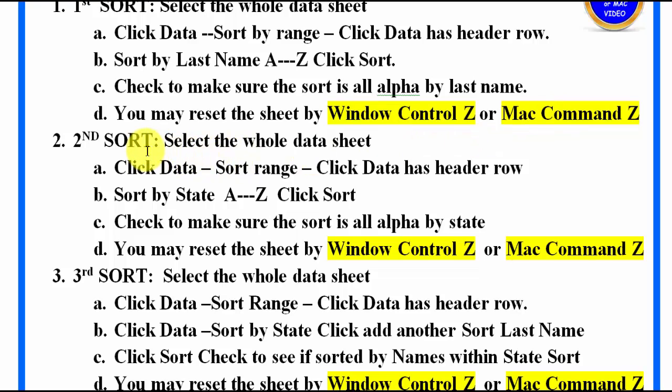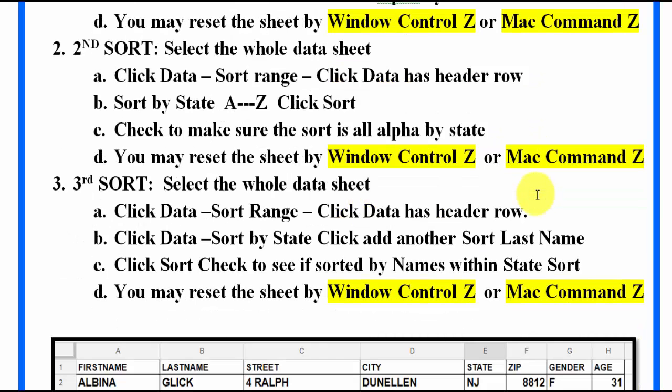Okay? Now, second sort, again the whole data sheet, but this time, click on Data, Sort Range. Click Data has Header Row, so you don't sort your header. Sort by State, A to Z. Click Sort. Check to make sure all states are sorted alphabetically. Okay? And then you can reset it with either Windows Control Z or Mac Command Z.